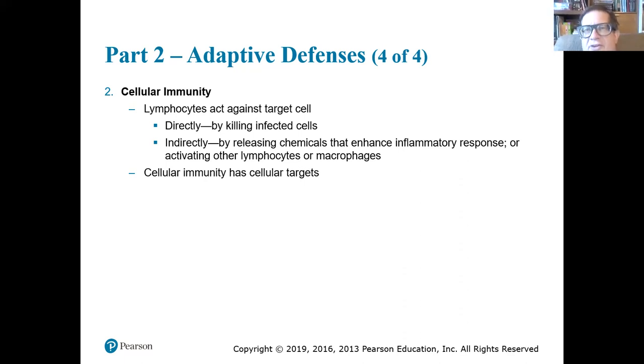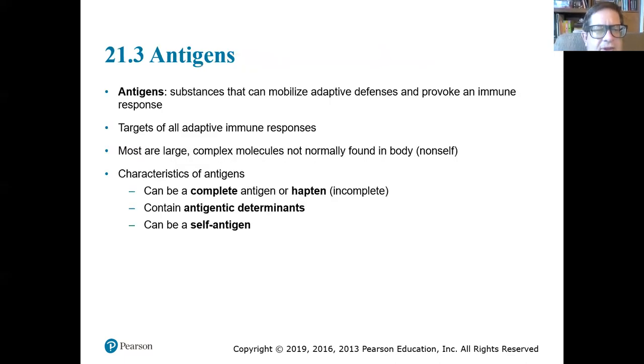If a helper T cell gets infected, it's really bad because that's the one that should be running the defense. That's how HIV happens to work, but we'll talk more about that later. Anyway, cellular immunity has cellular targets. You're attacking cells. So let's go through the antigens, which is part of the humoral immunity.